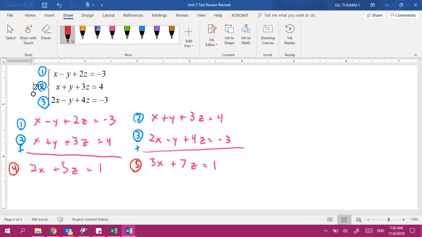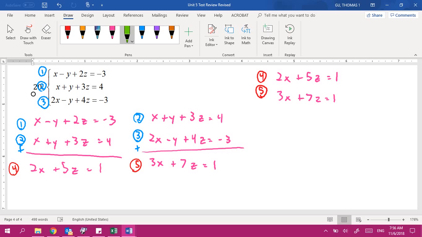Good. All right, so then we're going to pair equations 4 and 5 together. Equation 4 was 2x plus 5z equals 1, and equation 5 was 3x plus 7z equals 1. I'm going to run out of space, so I should probably move these over. Now we're going to have to multiply both the equations by a number. So what do you think we should multiply these equations by?